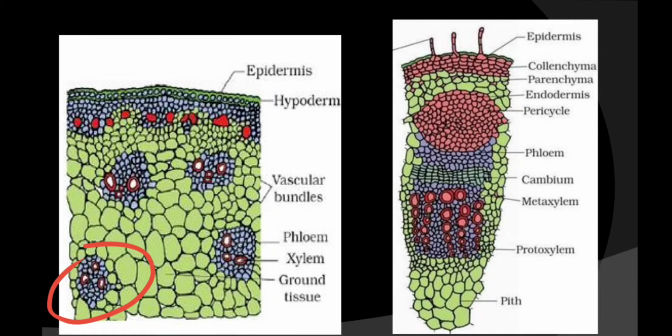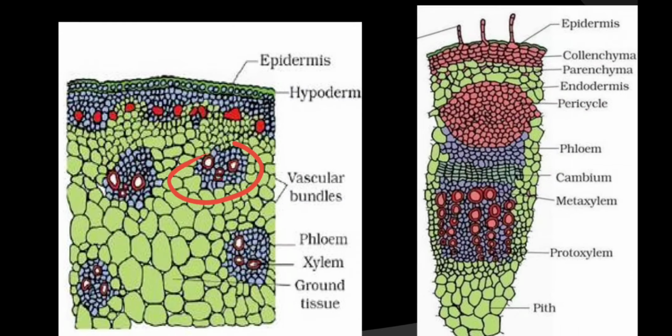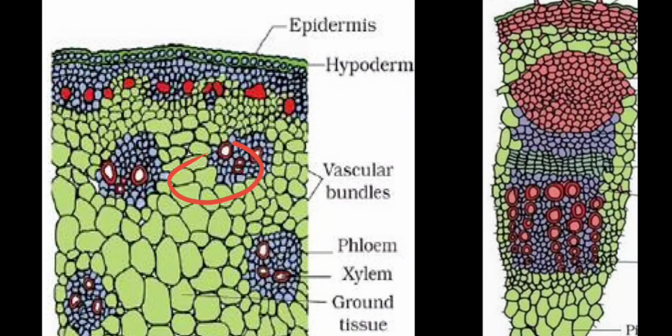The epidermis is a single cell layer which is surrounded by a cuticle layer. Then 2 to 3 layers of thick sclerenchymatous cells called the hypodermis are there. Then if we move downward, we will see ground tissue. This ground tissue fills the whole interior of the stem, and the vascular bundles are there. In the vascular bundles you will see they are of conjoint, collateral and closed type.